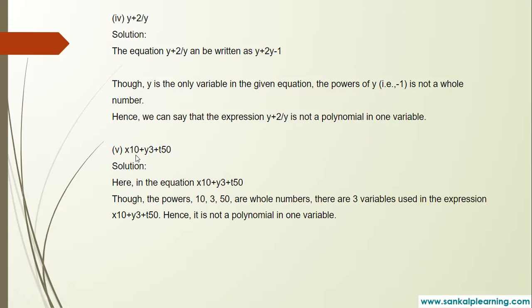Next, x to the power of 10, y to the power of 3 plus t to the power of 50. See how many variables we are seeing in the equation. There are 3 variables. x is one variable, y, t. So 3 variables are there in the expression, so it is not a polynomial in one variable. They are asking only for one variable. So there are 3 variables. It is not a polynomial in one variable.